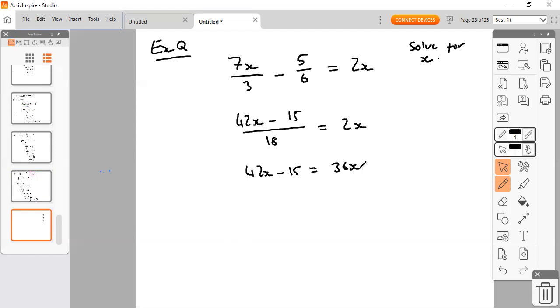And then I can start moving that about. Bring that 36 over to our side. That's 15. All right, now it's quite easy to digest.